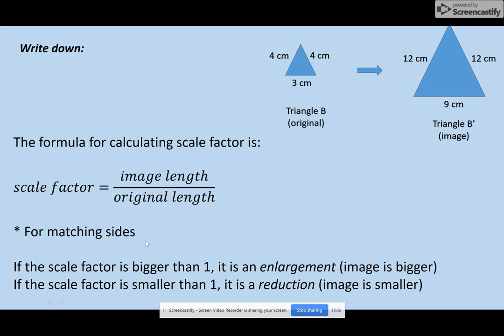Now, also I want you to notice that if the scale factor is bigger than 1, what is happening is an enlargement. But it's possible that the scale factor could be smaller than 1. It might be a quarter or a half. And then you would have a reduction. So pause the video and copy this formula and the notes down.